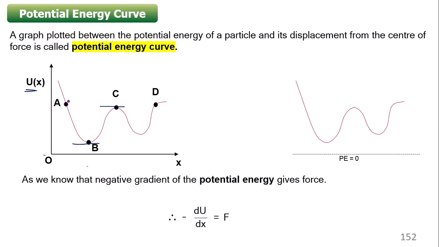Here at point A, the slope is negative. At point D, the slope is positive.